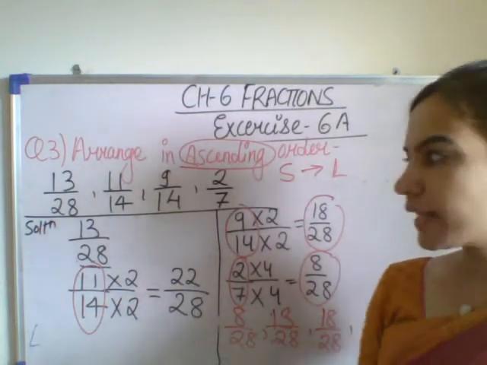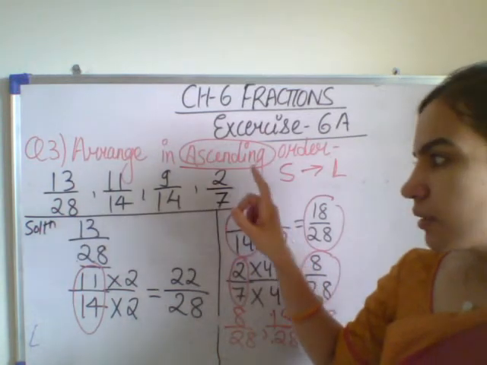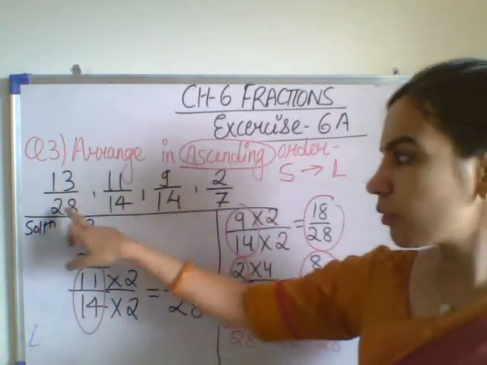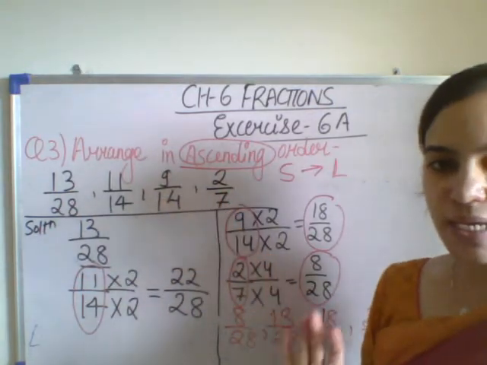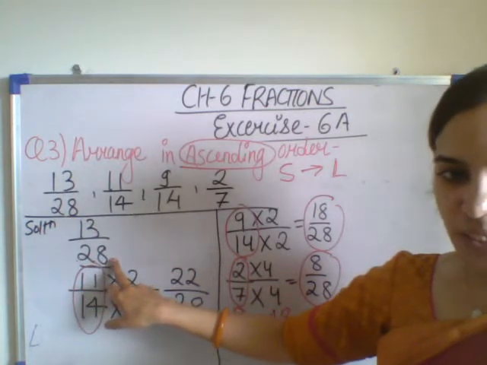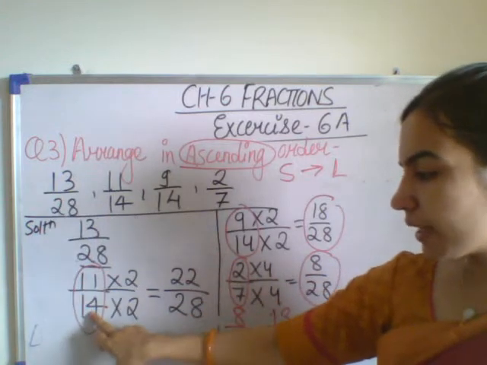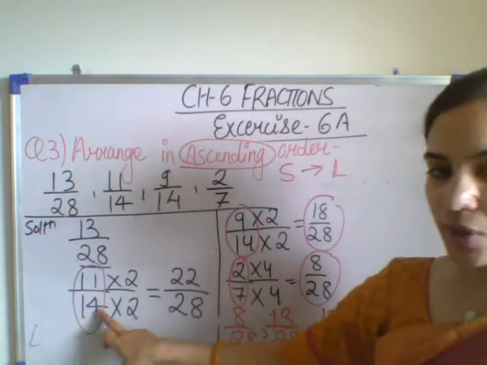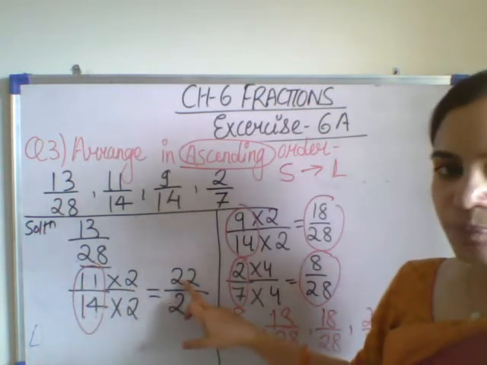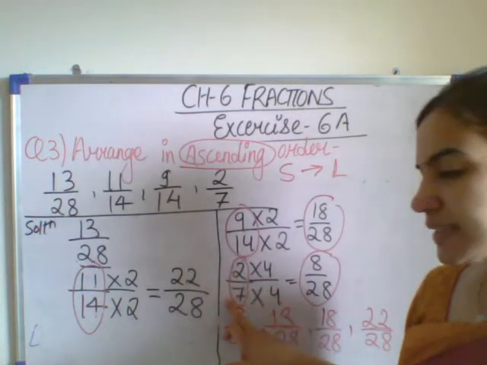First of all, you have to find the LCM of the denominator. After finding the LCM, the number 28 comes. Now the denominator of these 4 numbers should be 28. So you will be writing 13 by 28. Here the denominator is 28. Then come to the next, 11 by 14. You will be converting this 14 into 28. So 14 multiplied by 2 is 28 and 11 multiplied by 2 is 22.